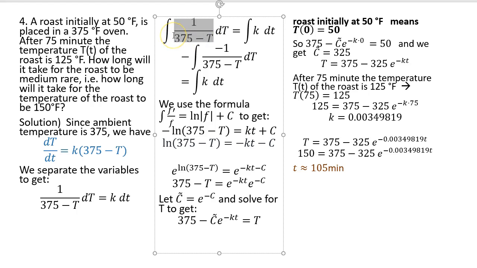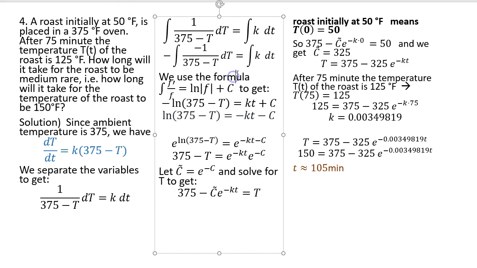An effective way to do the integral of this is to use this formula that if you have f prime over f, if you integrate it, you get log of the denominator. It's a very useful formula. You probably want to use it as much as possible.